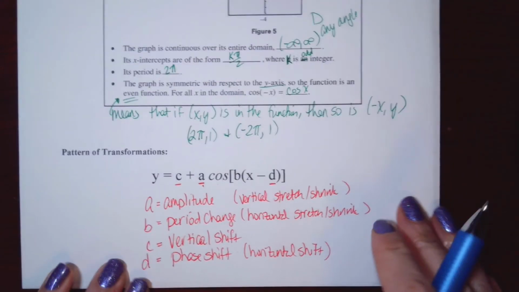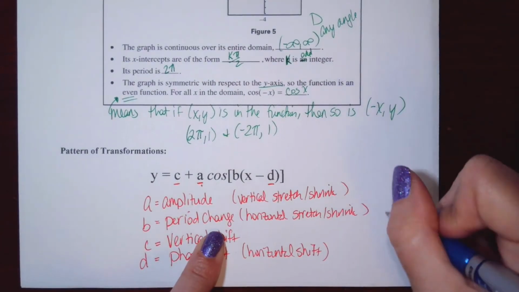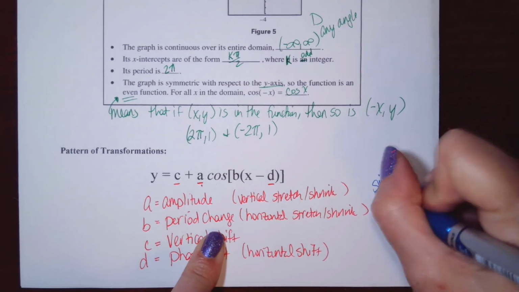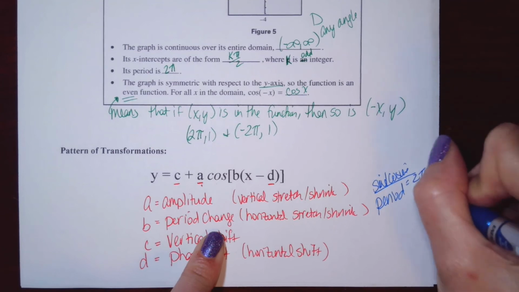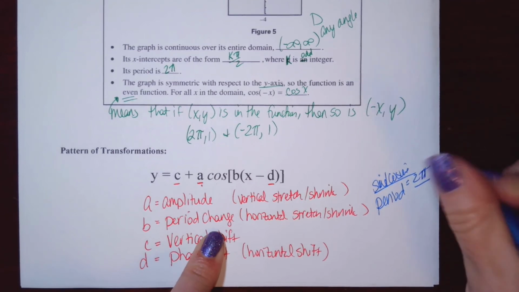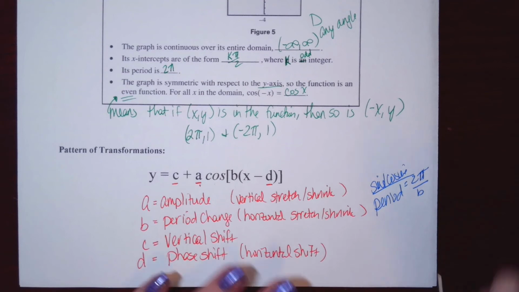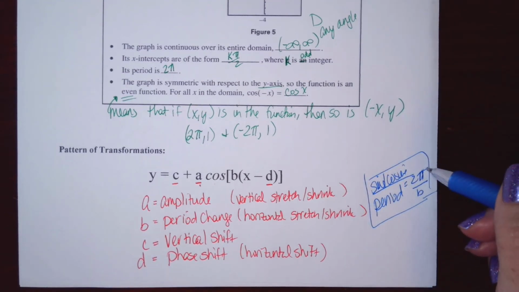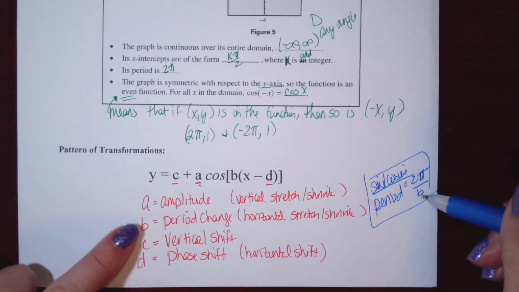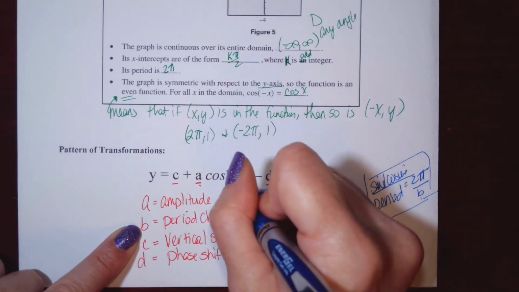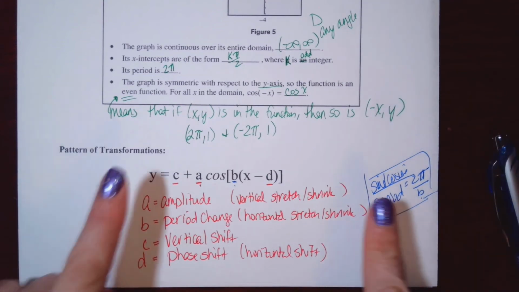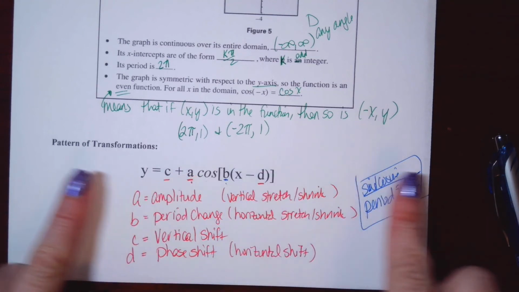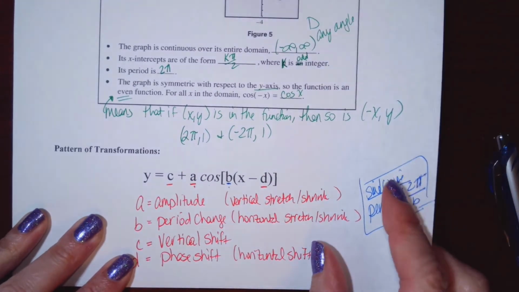My period is defined. We have a period change here. My period for sine and cosine starts at 2 pi. So if I adjust that period, I do 2 pi divided by b, whatever that value for b would be. I take my original period of 2 pi on my parent function and I divide it by this coefficient b that causes me to have a horizontal stretch or shrink. It compresses the wave or it elongates that wave and stretches it out.